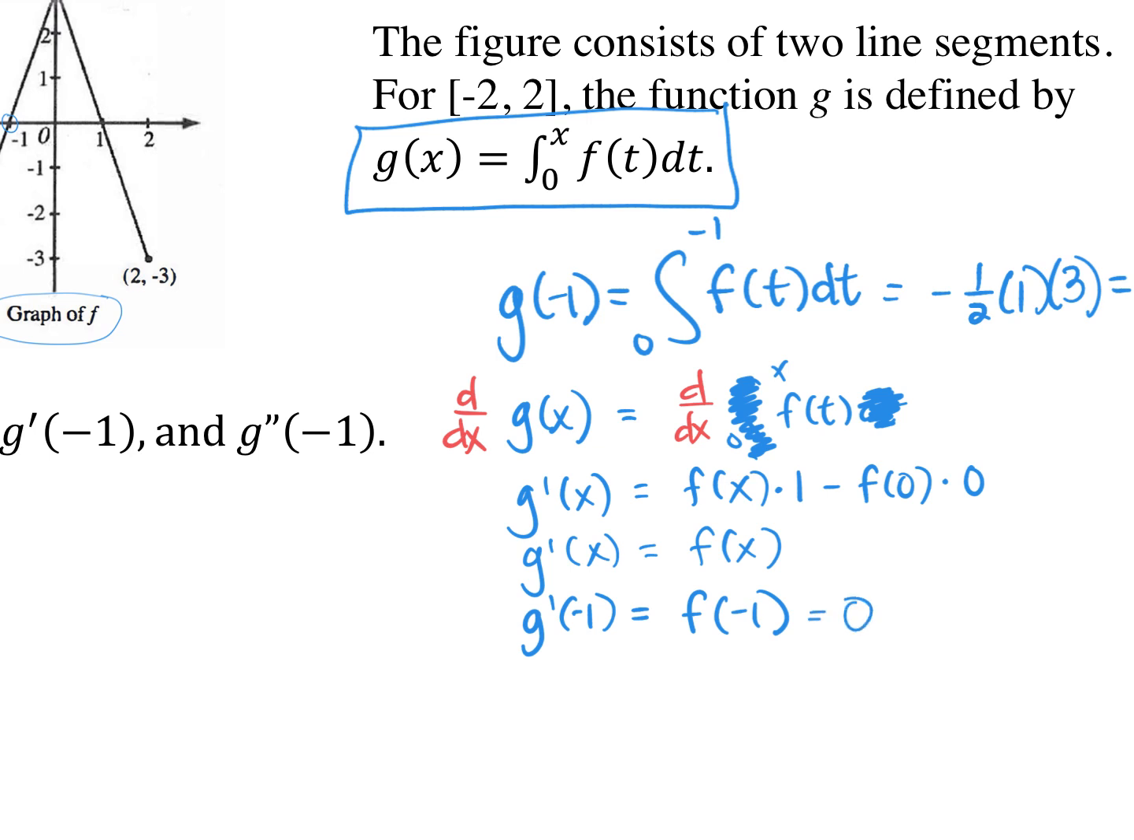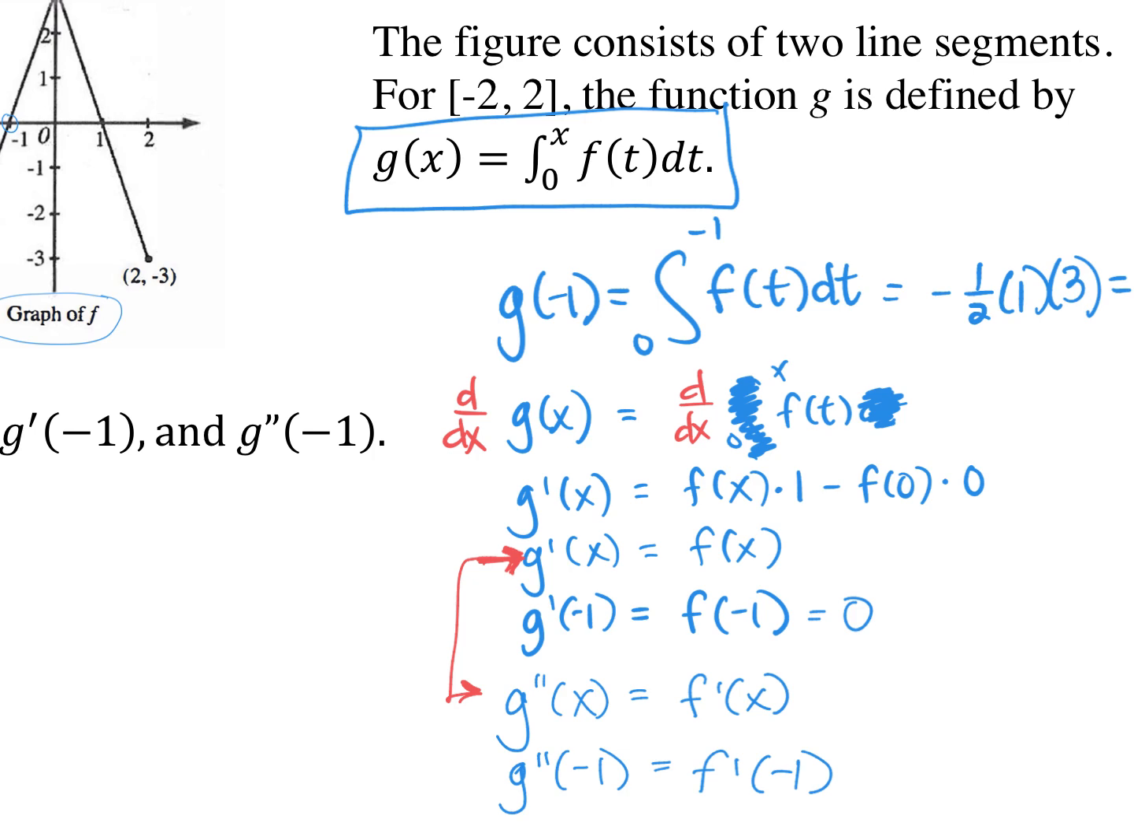Finally, I'm supposed to find g double prime of negative 1. Before I can find g double prime of negative 1, I need to know what g double prime of x is. If this is g single prime of x, which turned out to be f regular x, what would g double prime of x turn out to be? F prime of x. So g double prime of negative 1 is equal to f single prime of negative 1.